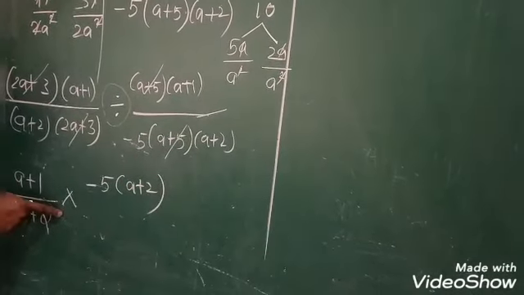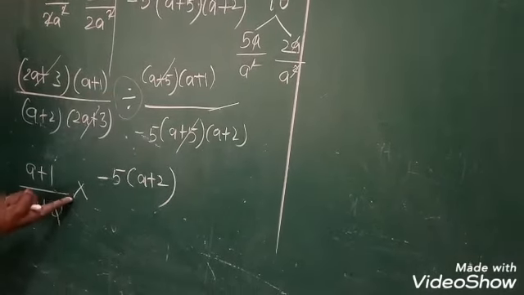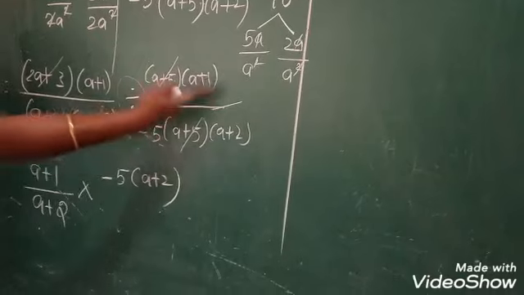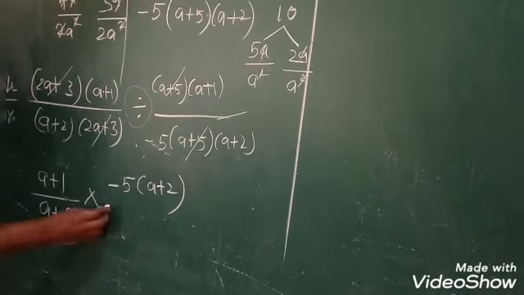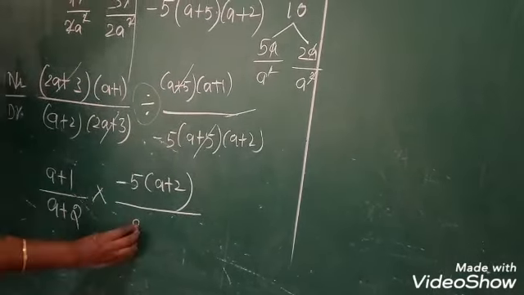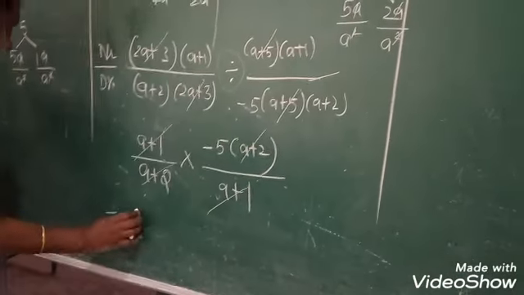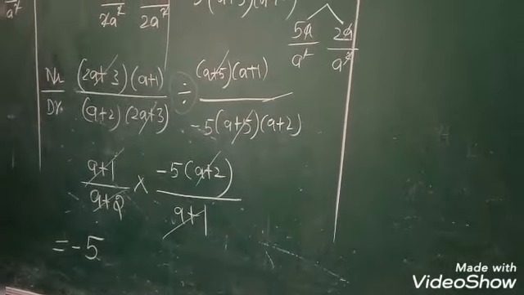So I am changing the symbol. Have you all understood this step? The division should be changed to multiplication, so the next term should be converted to its reciprocal. Okay, reciprocal already we know girls. Yes, a plus 1. Now a plus 1 and a plus 1 cancel. Here a plus 2 and a plus 2 cancel. The remaining is minus 5. This is the answer for this sum girls.